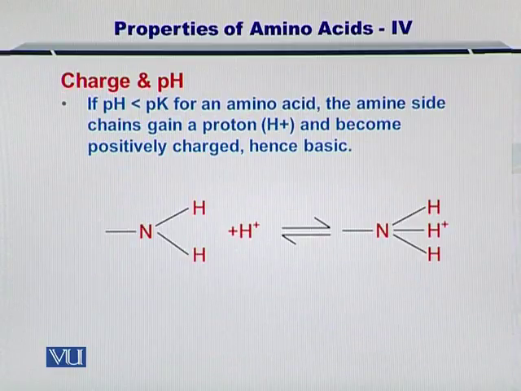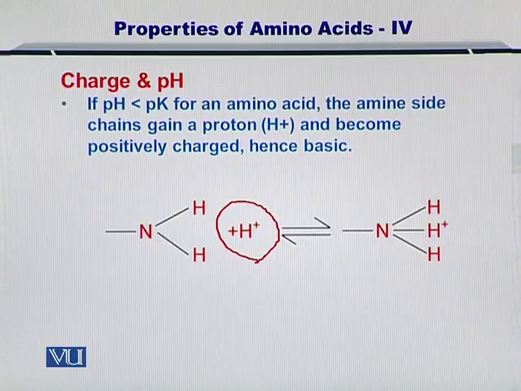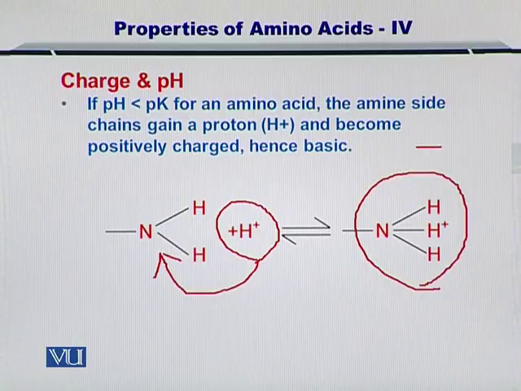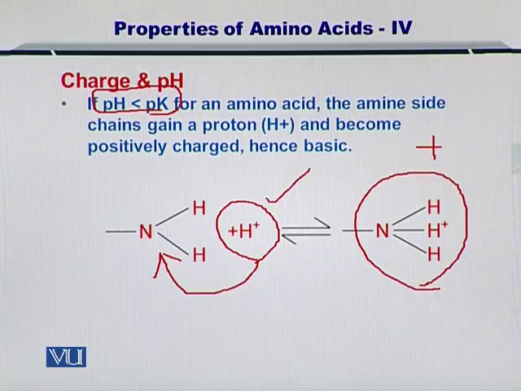If the pH is less than the pK value for an amino acid, the amine side chain group gains a proton and becomes positively charged, hence basic. As shown here in the figure, if a proton is added onto the amine group, then the overall charge is positive. So if the pH is less than pK, only then will enough protons be available to be added and give rise to a positively charged amine group.